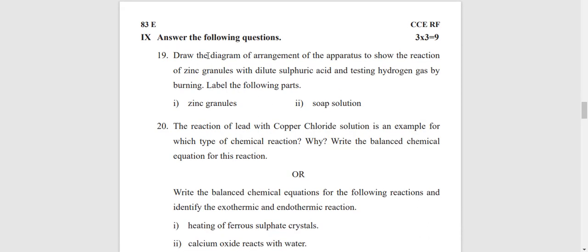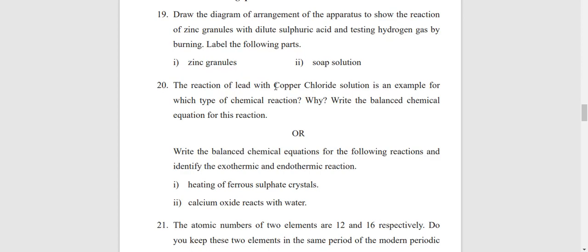Question number 19. Draw the diagram of arrangement of apparatus to show the reaction of zinc granules with dilute sulfuric acid and testing hydrogen gas by burning. Label the following parts. This diagram is very important because many times in the board exam this question is asked. So for that you have to draw it from the chapter chemical reactions and equations. Sorry, this question is from the chapter acids, bases and salts. From there you will get that diagram.